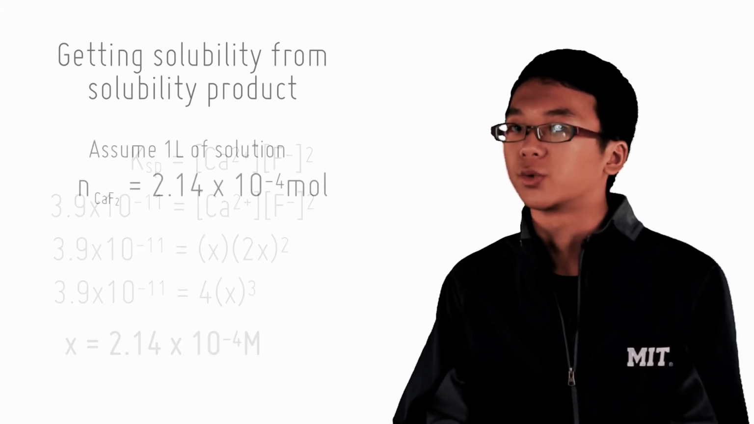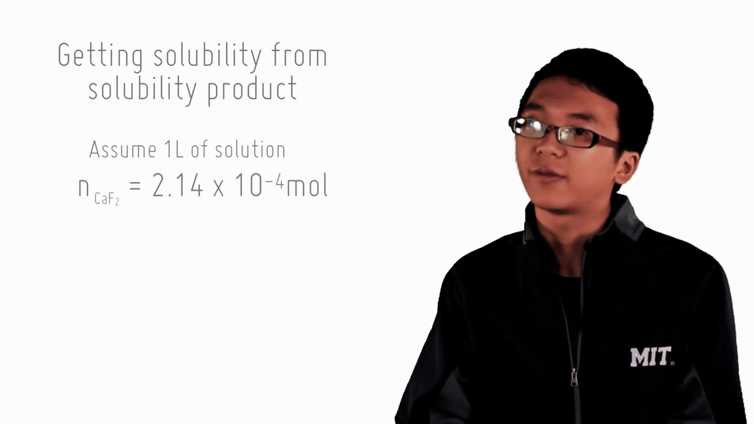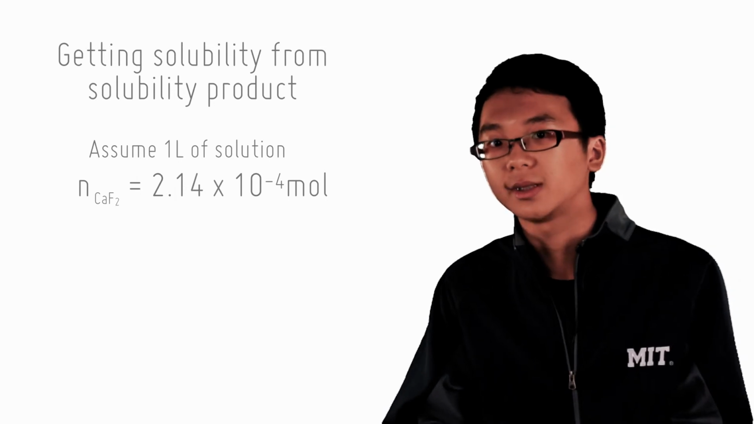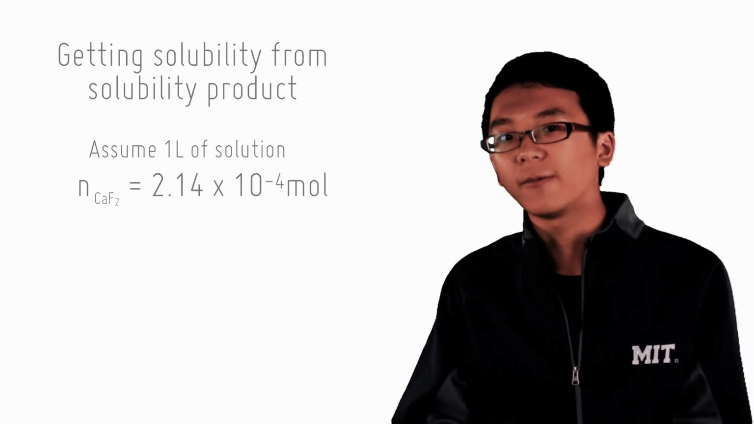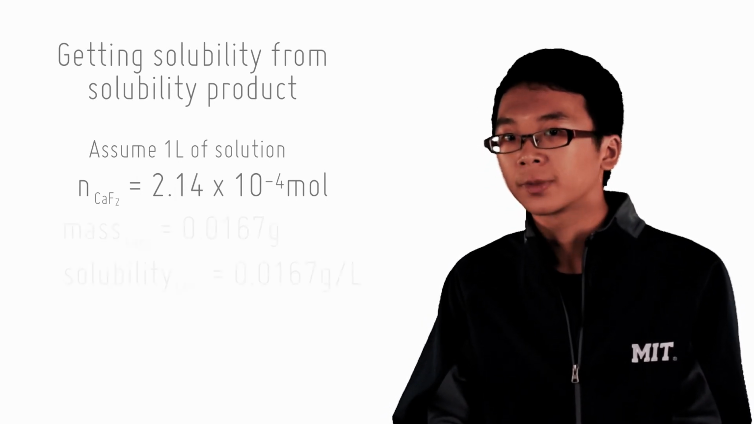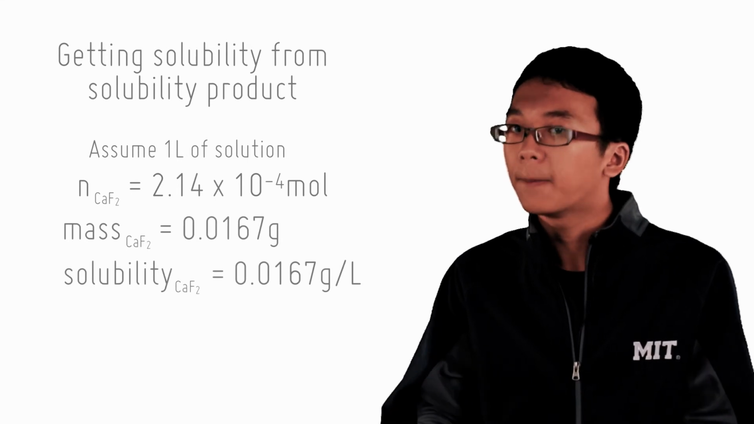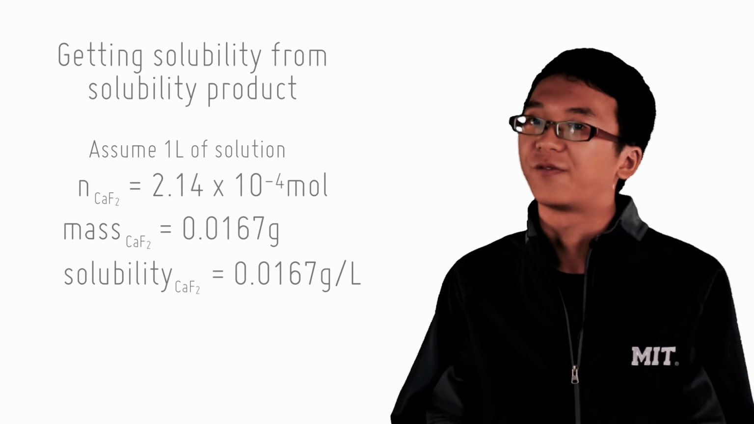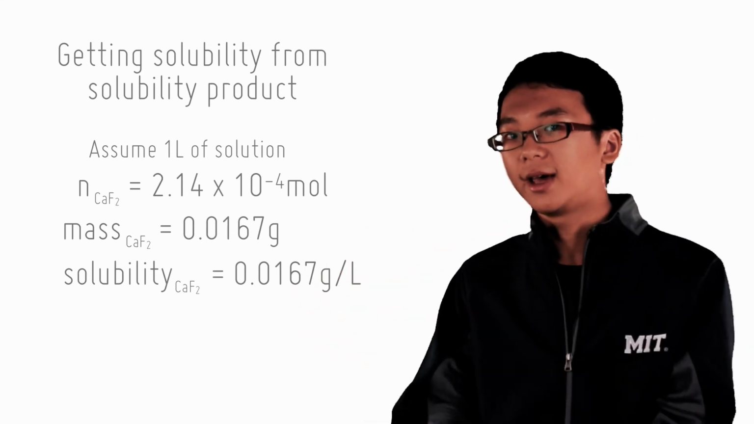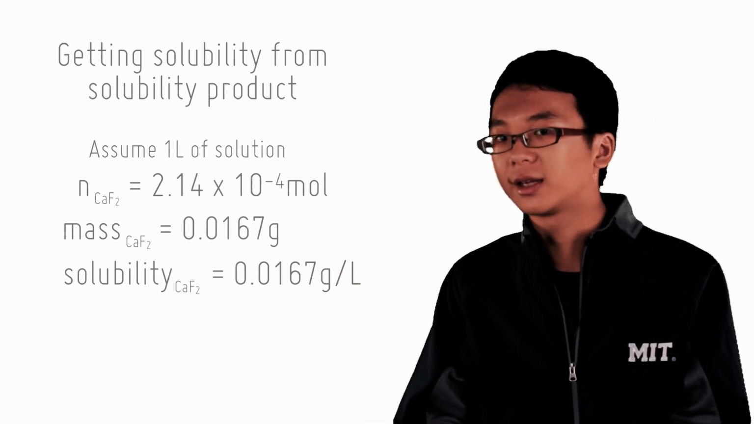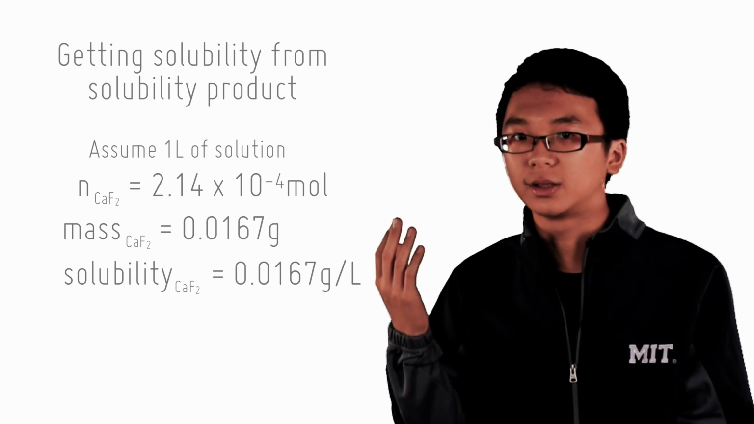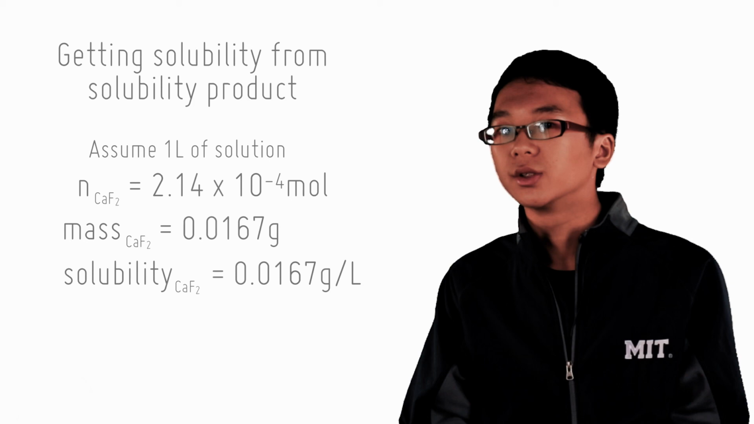If I assume there was 1 liter of solution, then I would have 2.14 times 10 to the power of negative 4 moles of Ca2+, which could only have come from the same amount of CaF2. Take the molar mass of CaF2, multiply that by the number of moles to get the mass of CaF2 dissolved. And finally, take this mass and divide it by the volume to get the solubility in grams per liter. So that's how you find solubility products, and from there, solubility.